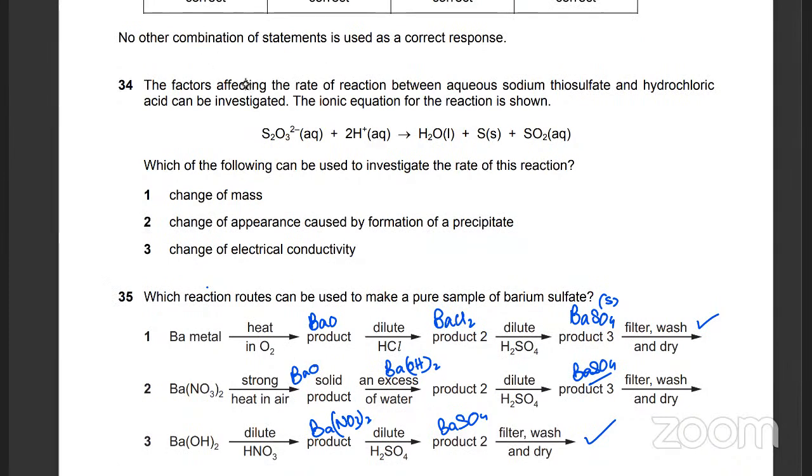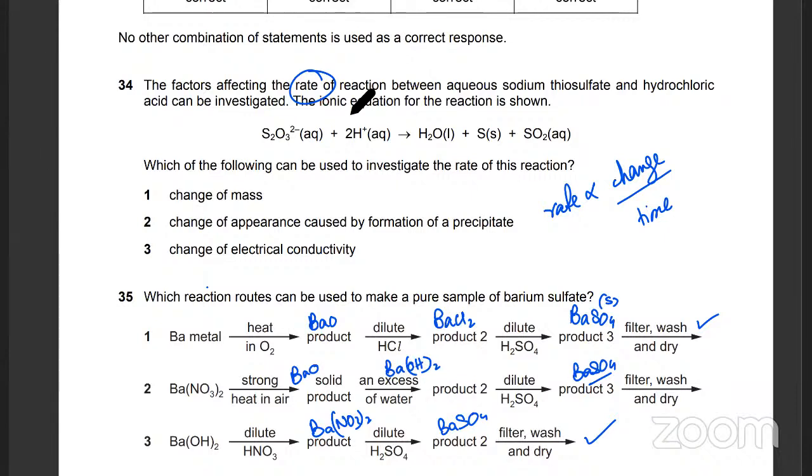We've got this question of factors affecting the rate of reaction. Remember, the question is on rate. Sodium thiosulfate and hydrochloric acid can be investigated. The ionic equation: which of the following can be used to investigate the rate of this reaction? So remember, how do you measure rate? Rate is, you measure how quickly a change is happening with respect to time. And that change could be anything. It could be mass changing.